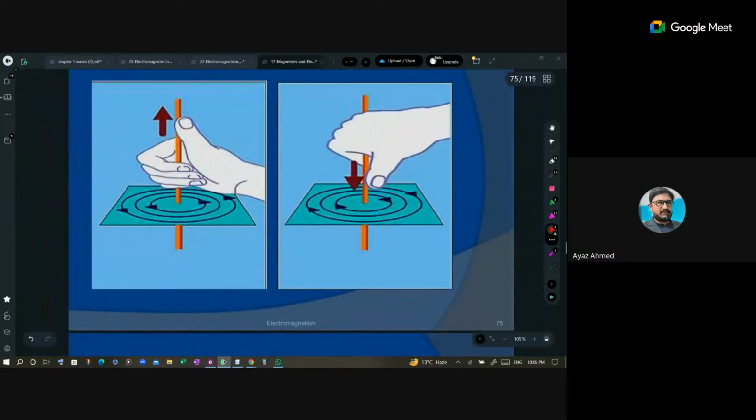Remember this thing. If you reverse the direction of current, if current is upward, so magnetic fields are anti-clockwise. And if you say that current is downward, so magnetic fields are clockwise. Okay, if current is upward, so field is anti-clockwise. And if current is downward, then magnetic field is clockwise. Is it clear to you?